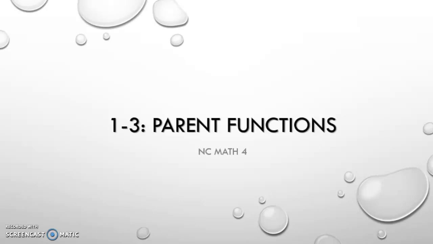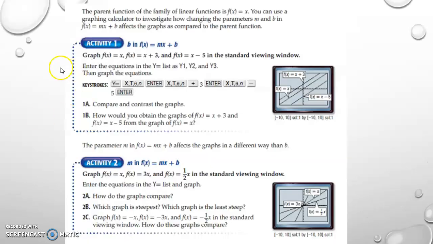This is 1-3. We are talking about parent functions. What that means is you have got a basic function, standard, it's usually at the origin, 0, 0. And then you build functions from that. They become a family of functions when you do stuff to it. For instance, this one. Graph f of x equals x, x plus 3, and x minus 5 in a viewing window.